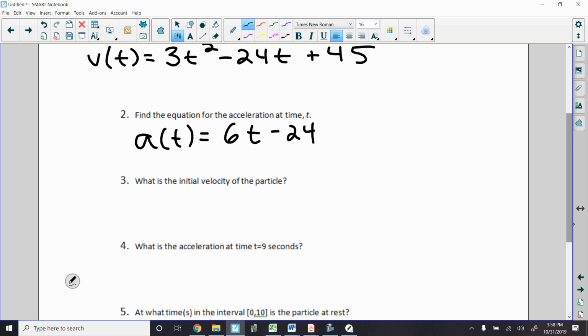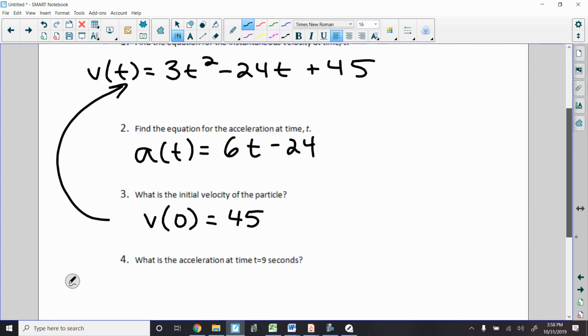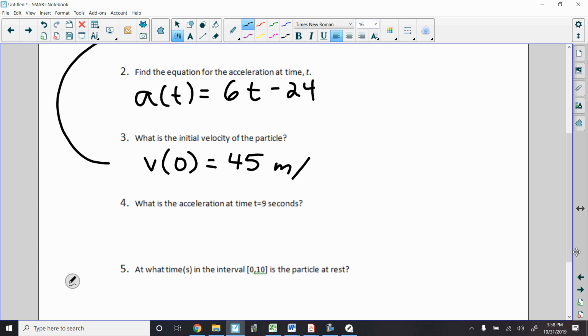So I'm going to write that as v of 0 equals, and now I'm going to use this equation up here. So it's going to be 3 times 0 squared minus 24 times 0. I know those are both 0, so I'm going to get 45. My units here, since x of t is in meters and t is in seconds, my velocity would be in meters per second. I didn't specifically ask for the units there, but I think I meant to do that.